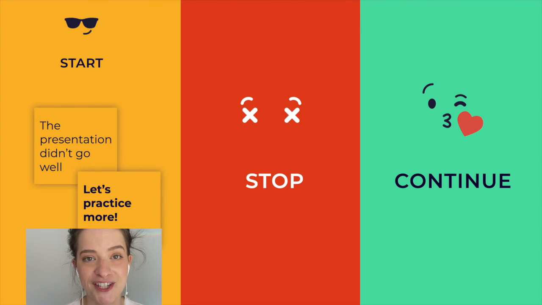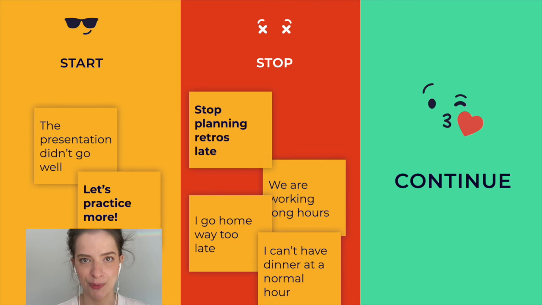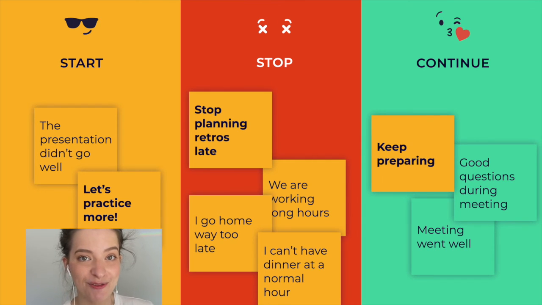An example for stop is the working late group. This is an actual example of a team of mine that didn't like that we were working late. It was true, and a lot of people had to travel home for a long time, so they couldn't eat in time. So we stopped planning our retros too late so people could go home in time. And in the continue column, you could add experiments that you've conducted in the past week, evaluate if you should continue or not, or something that just worked really well.